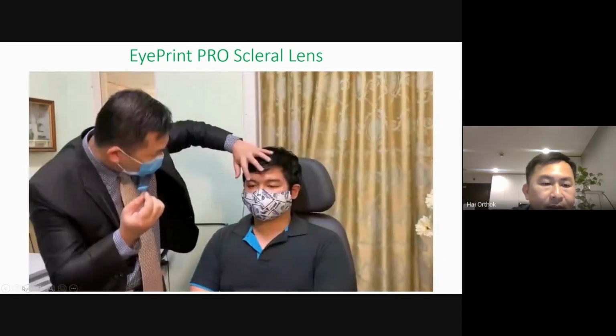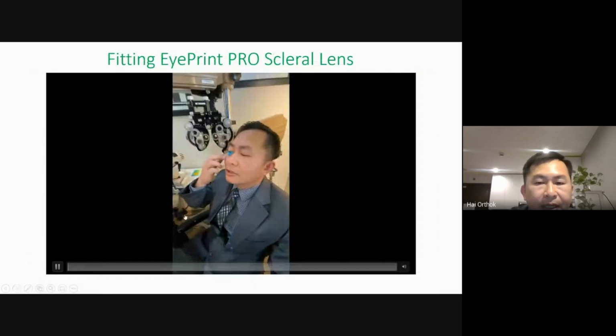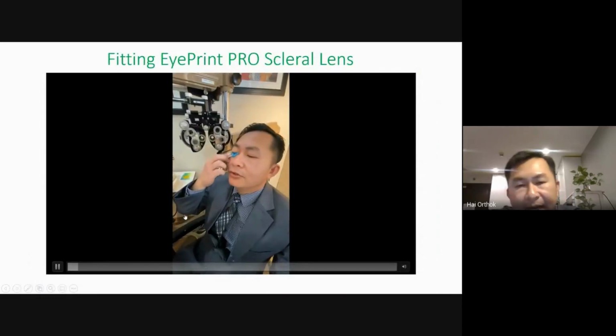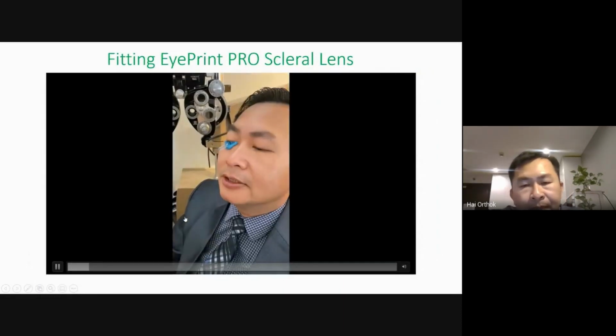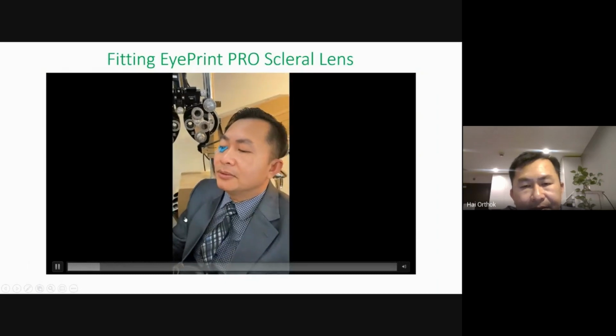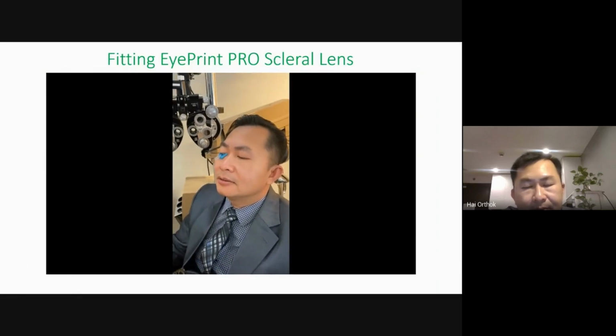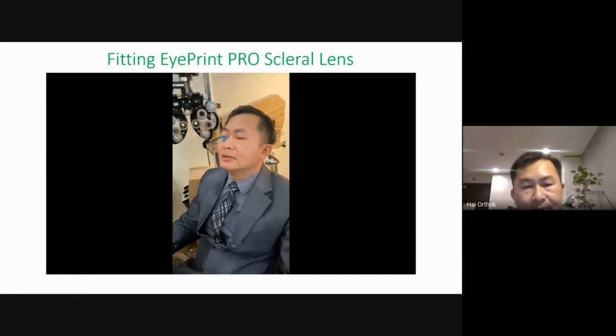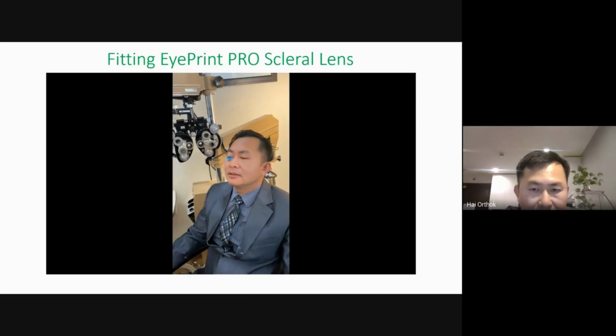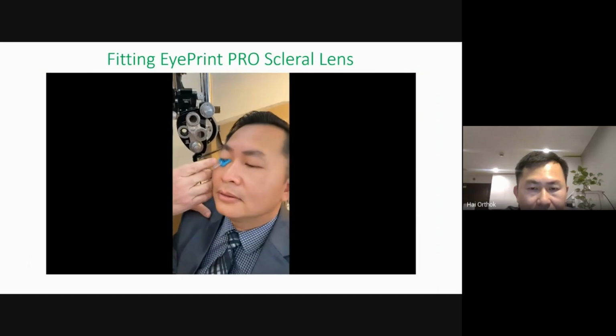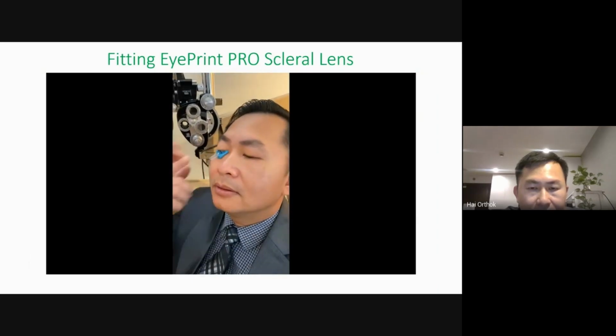10 more seconds to go. And now we can see how we remove the lens after 3 to 4 minutes. It dries, so it's no longer tacky is the term. No longer sticky, tacky. Yeah, sticky tacky. So it does dry pretty quick. We're just about there. Touch it now.